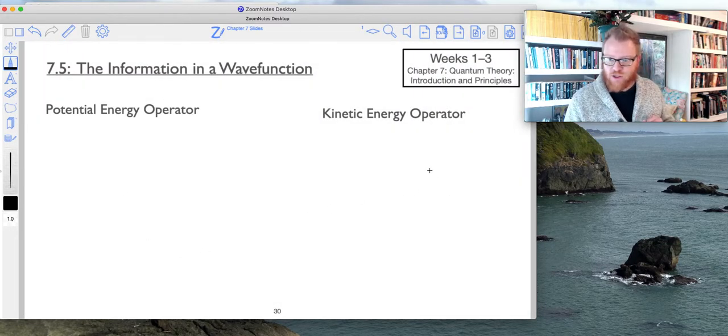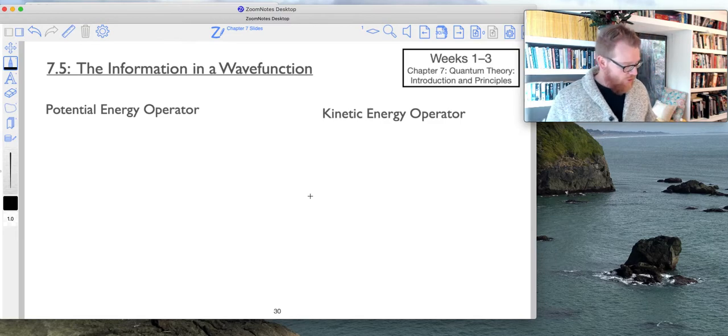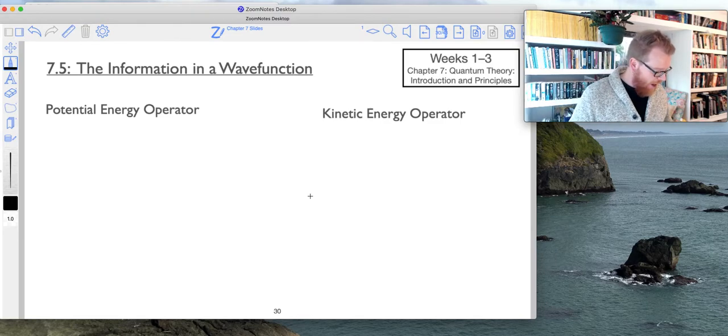And so we talked about general operators, we talked about the linear momentum operator, and now let's see here.